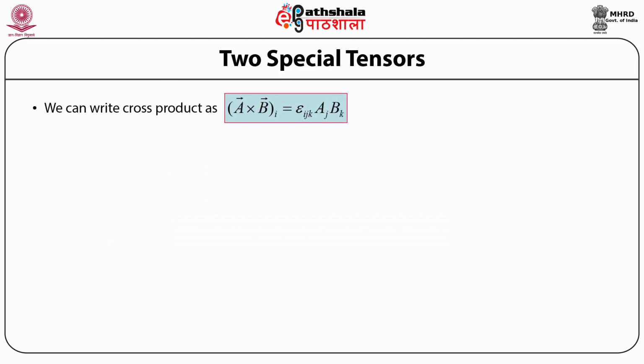The cross product of two vectors a and b that we had defined earlier in terms of the permutation tensor can be rewritten as the i-th component of a cross b is equal to epsilon subscript i j k times a subscript j times b subscript k. Now let us look at the proof of the vector identities via tensor notation.